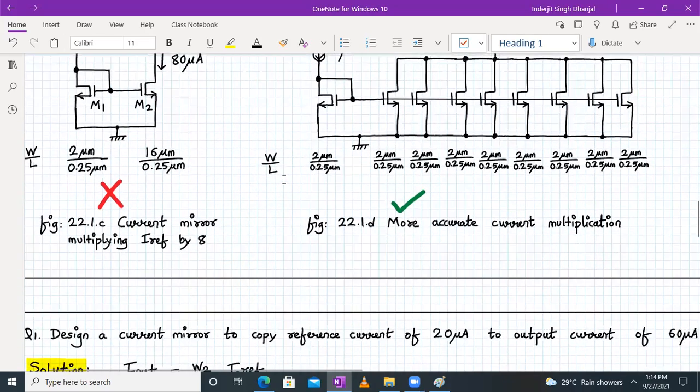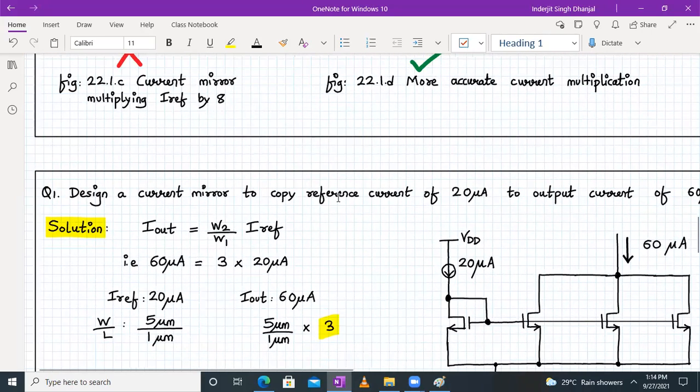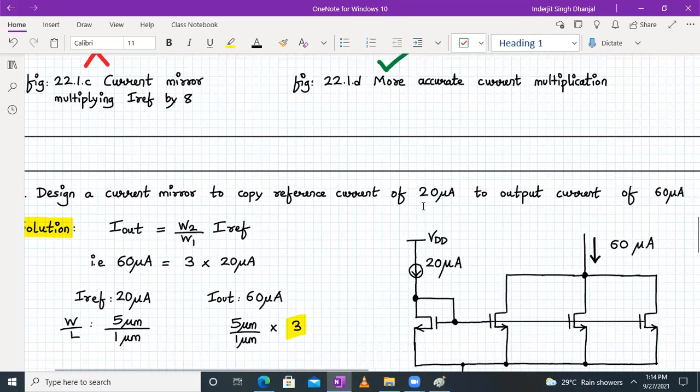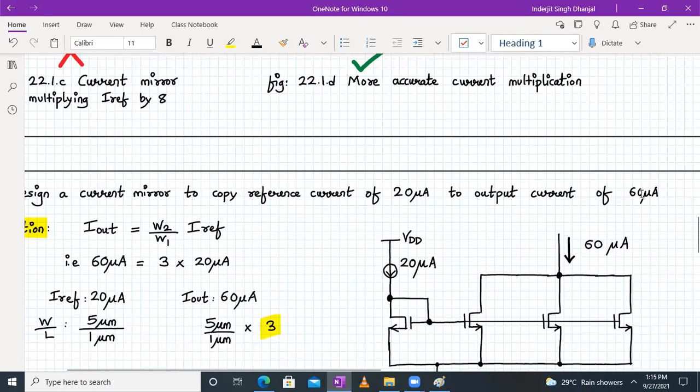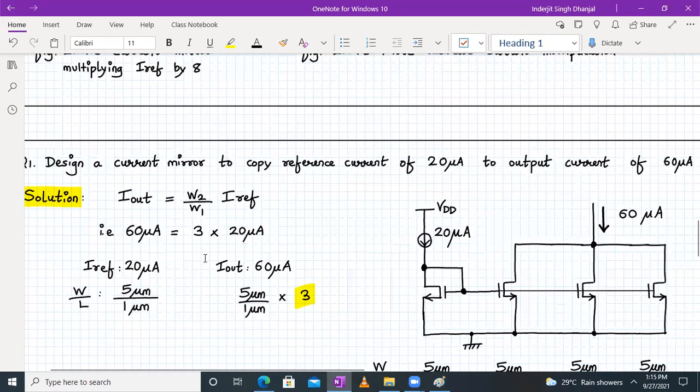Okay, so now let's look at the design. We have to design a current mirror to copy a reference current of 20 microamperes to an output current of 60 microamperes, right? So I out is 60 microamperes and I reference is 20 microamperes. So W by L ratio should be 3, right? So what do we do is, we don't take W2 as 3 times of W1.